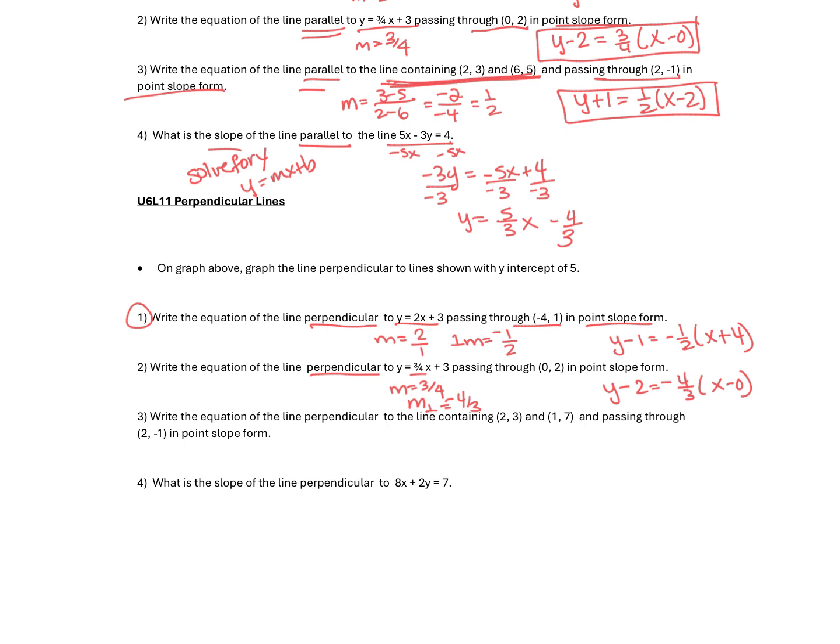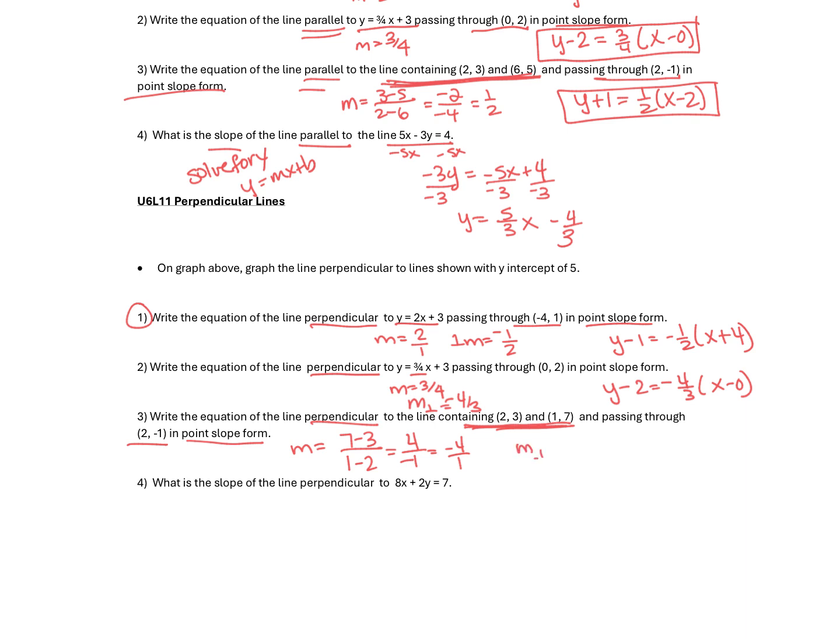It says write the equation of the line perpendicular to the line containing these 2 points and passing through 2, -1 in point slope form. So I need to calculate the slope of this red line, the one containing those 2 points first. So the difference in my y's, and I started with the 7, so I'm going to start with the 1 over the difference in my x's, gives me 4 over -1, or -4 over 1. You could think about it either way.